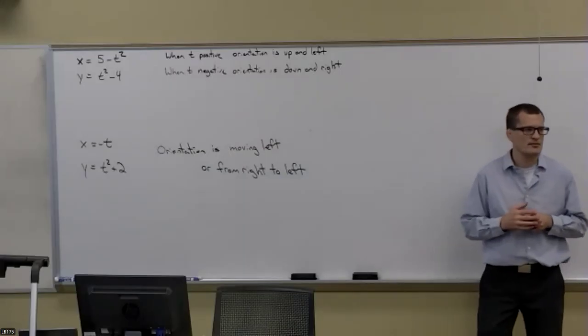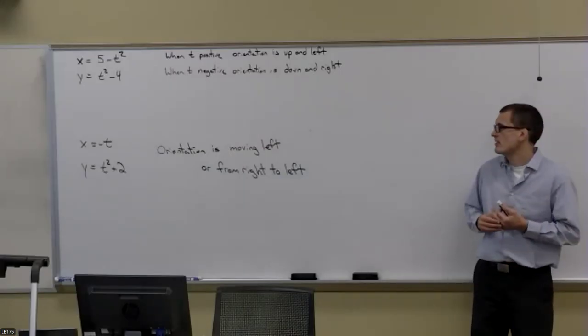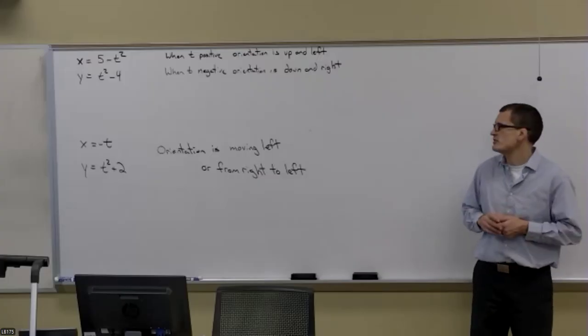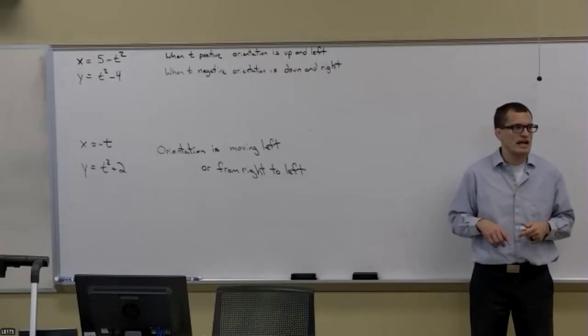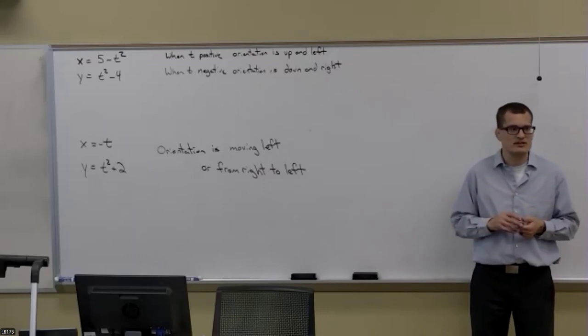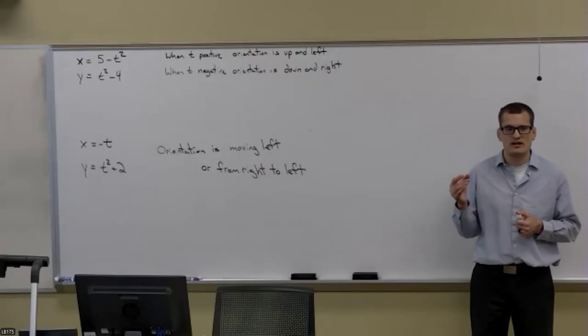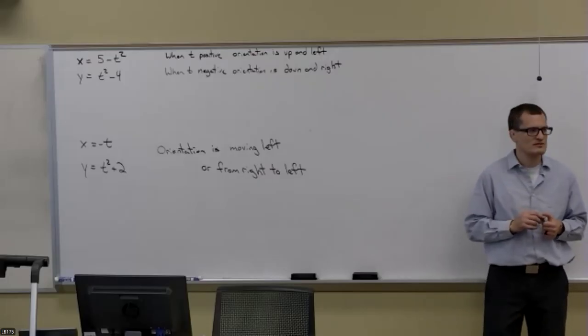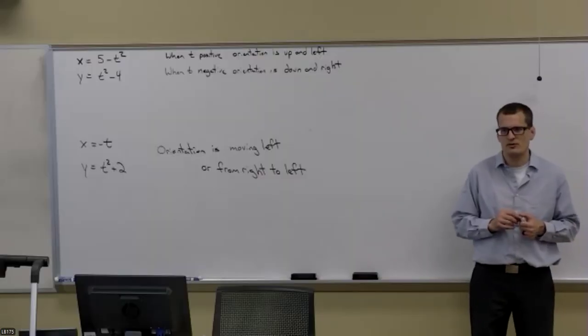So orientation is just talking about the movement. And the easiest way to do that is graph it and trace how it's moving, or if you're quick enough to see it as it's being graphed, just see how the movement's looking.